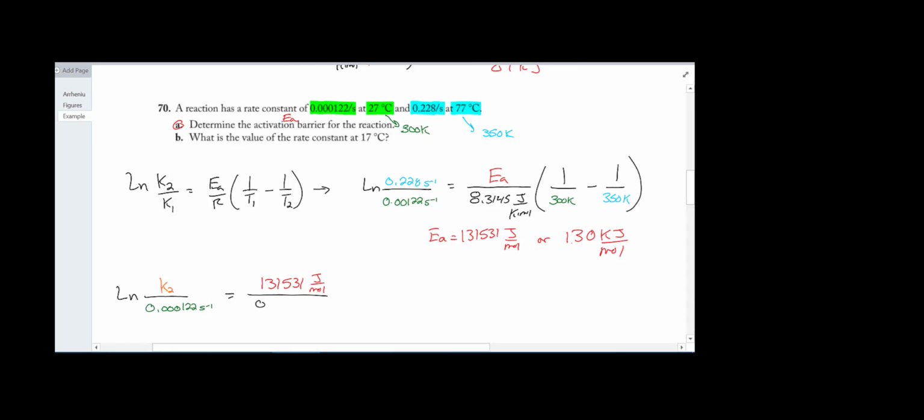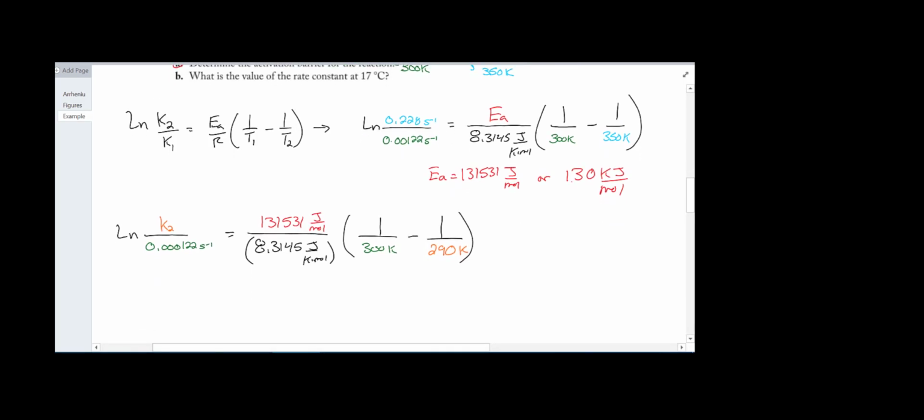R, 8.3145 joules per Kelvin mole. And we got 1 over minus 1 over. Now, green, 300 Kelvin. And let's see, we had 17 degrees Celsius here in orange. Well, what's 17 degrees Celsius? So, right, that would be 290 Kelvin.